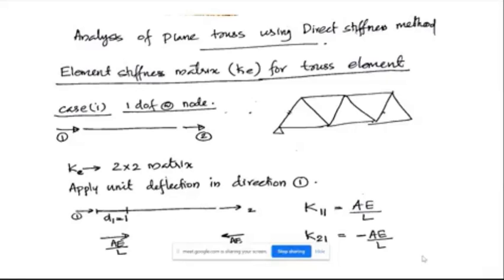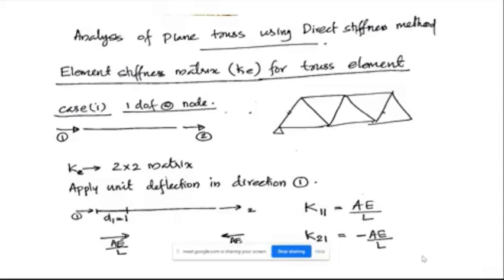In the previous classes, that is for continuous beams, we derived the element stiffness matrix for a beam element. Like Ke is equal to 6, 12EI by L square, 6EI, that 4 by 4 big matrix, right? So that was the element stiffness matrix for a beam element. Now, similar to that, we have to derive the element stiffness matrix for a truss element.